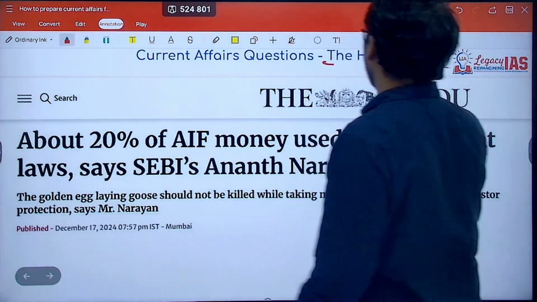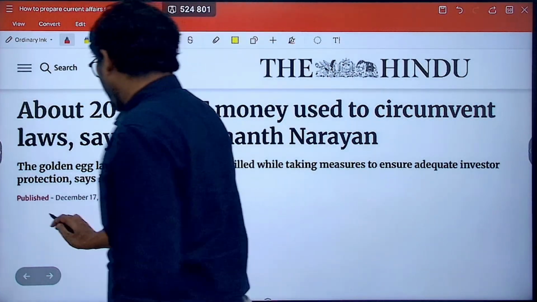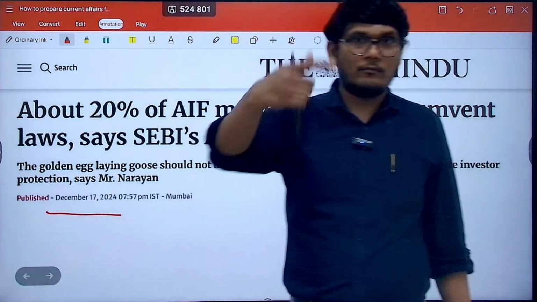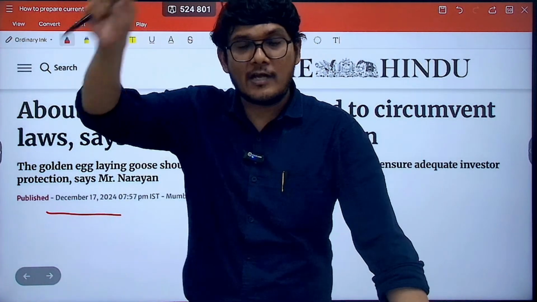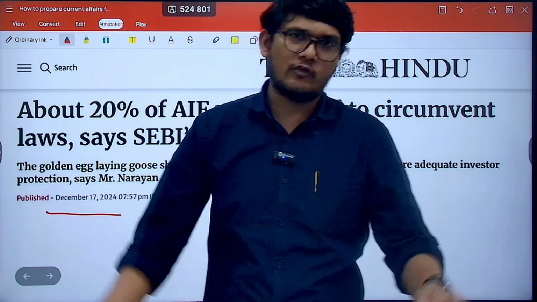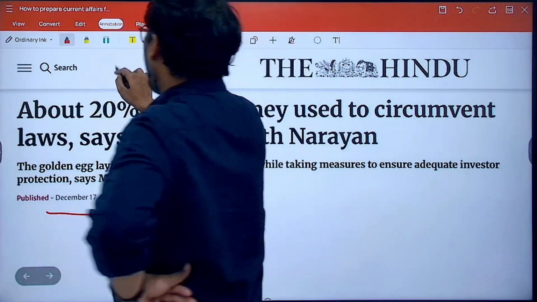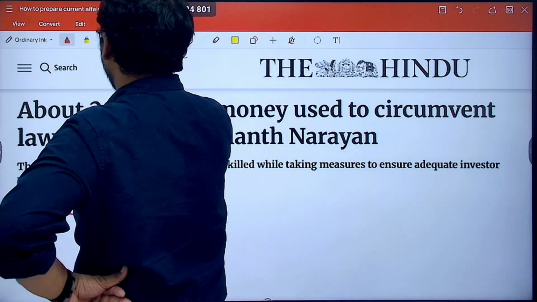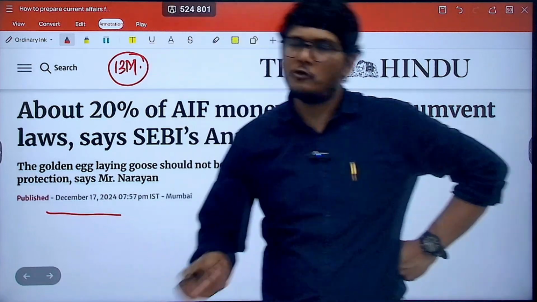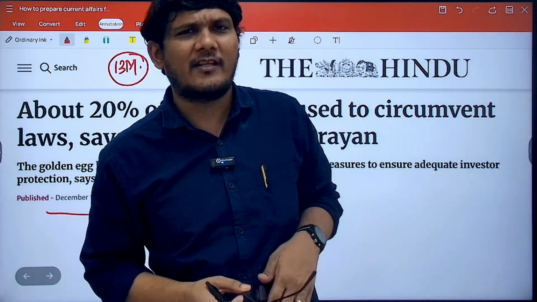Here the source is The Hindu, dated December 17, 2024. That means the 2025 aspirants should have studied this news. Let me tell you this also: you have to study about 13 months of current affairs. Has the UPSC mentioned it? No. Generally people do it for 1 year, and this is just 1 month extra.